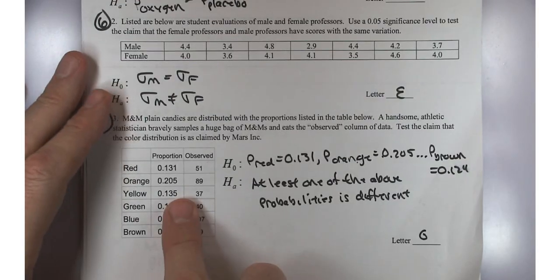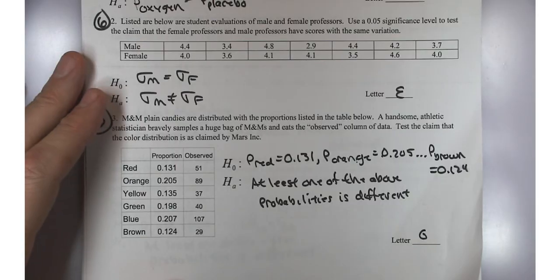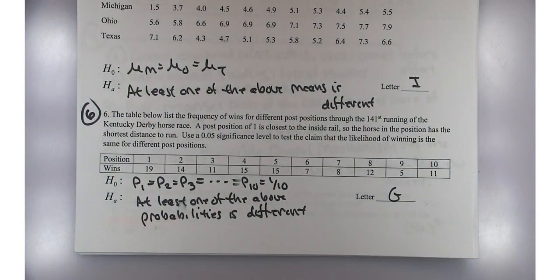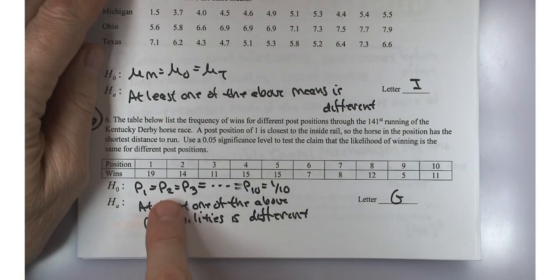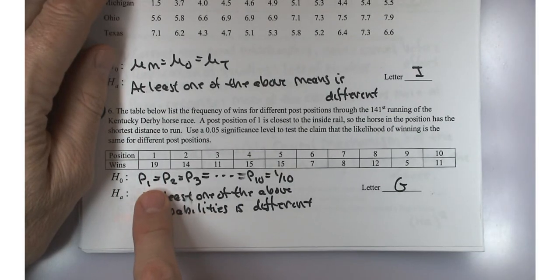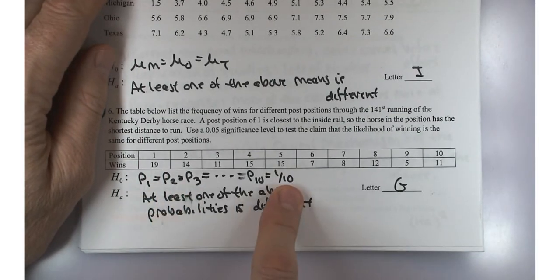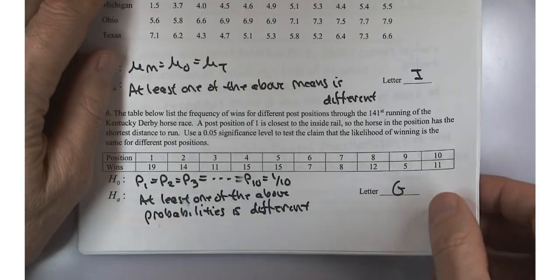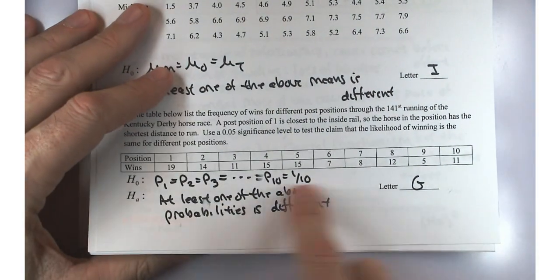This one was your goodness of fit test. Now, there's a couple different versions of your goodness of fit test on this exam. Here's one down below for problem number 6, in which the probability of winning, your null hypothesis, is that it's the same for all these, in which case it's okay to do P1 equals P2 equals P3 all the way up to the last one, and they're all 1/10.